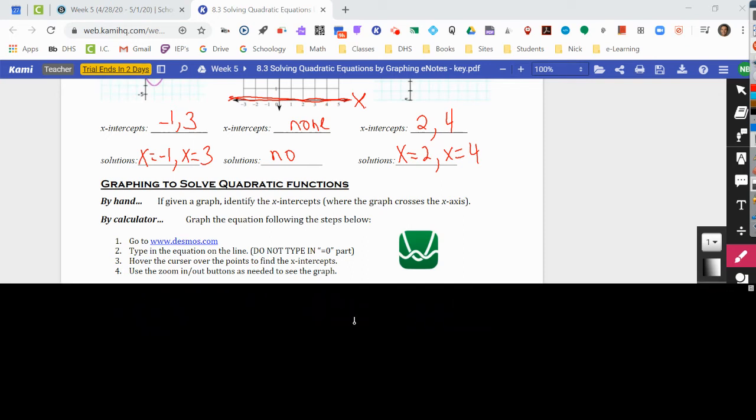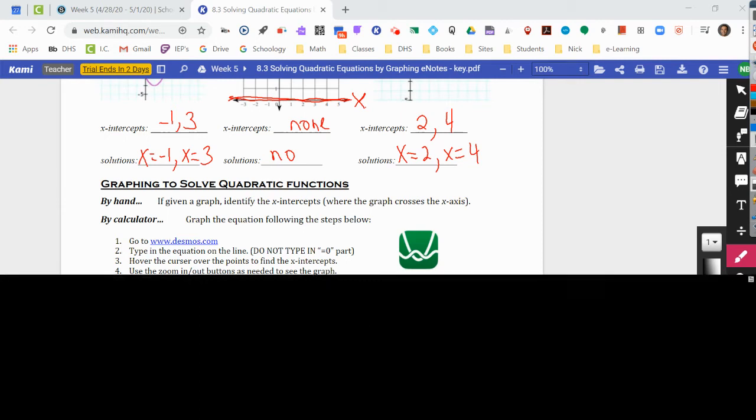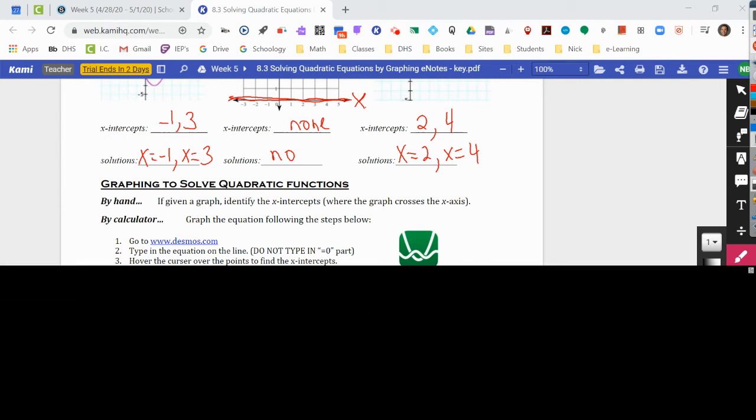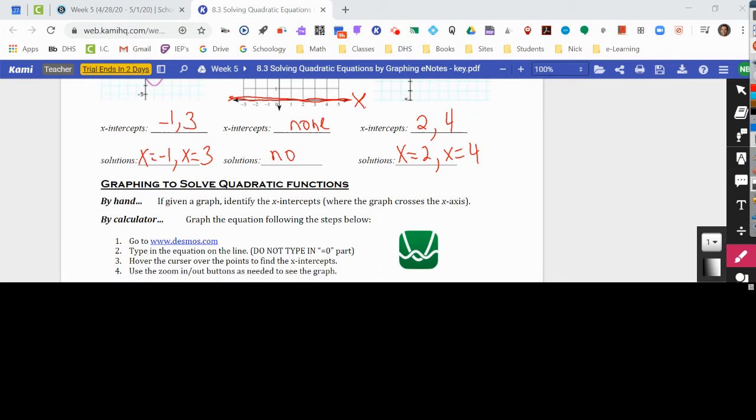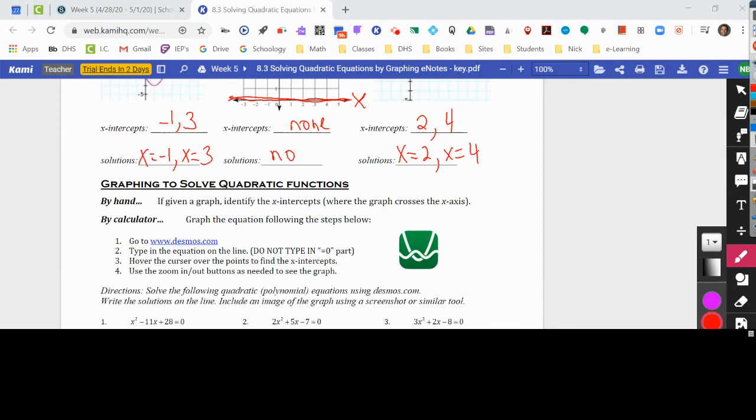Once we go to desmos.com, we're going to type in the equation on the line, but we're not going to type in that equals 0 part. We're going to leave that off, because if we do type that in, it's not going to graph it for us. It's just going to be two lines there. We'll see that here in a minute. After we type in the equation without the equals 0 part, we're going to hover the cursor over the points to find the x-intercepts. Once we find the x-intercepts, we find our solutions. And if we need to, we can zoom in and out using the zoom buttons to see the graph.